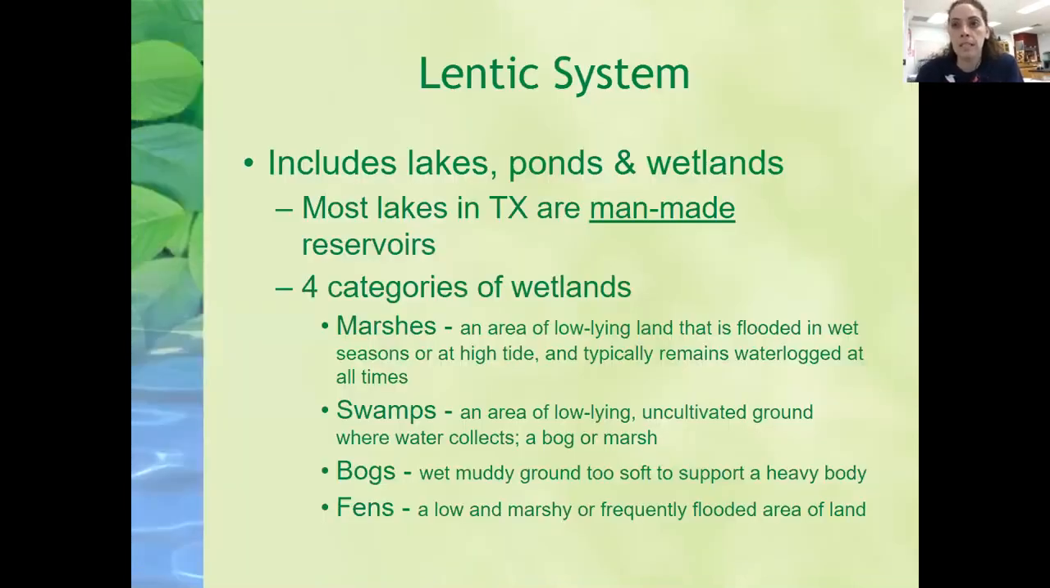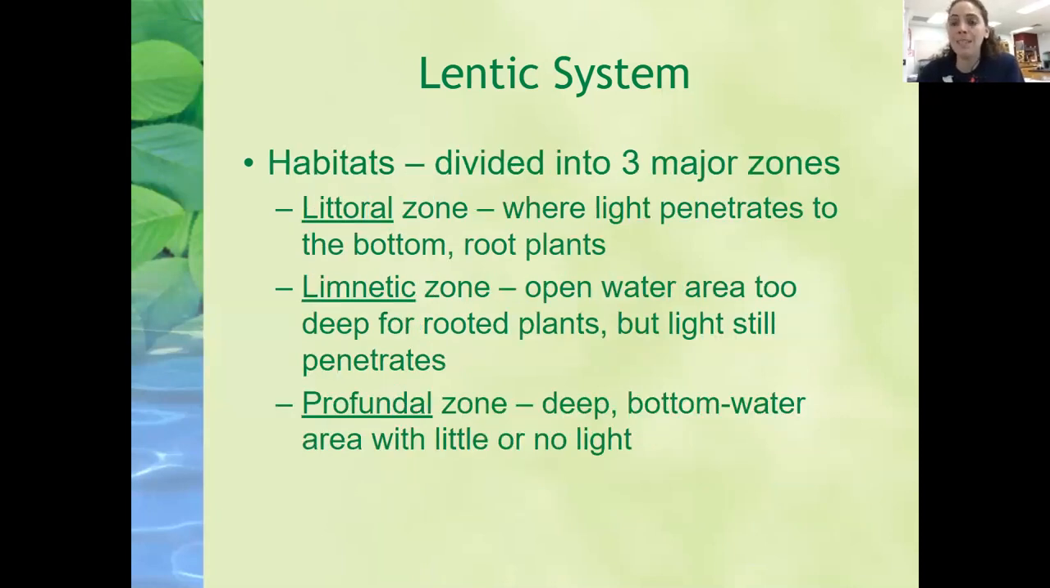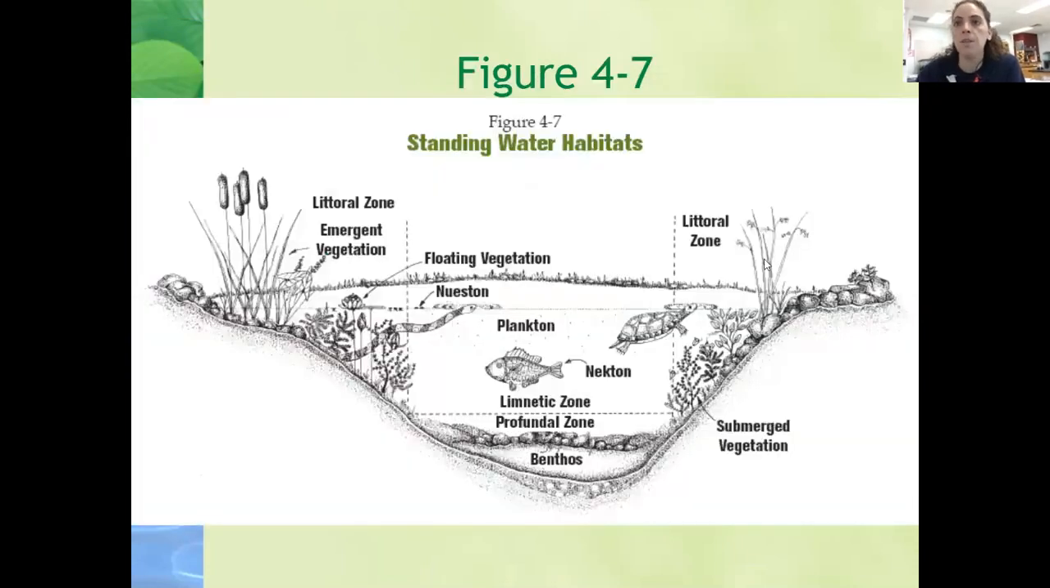On to our lentic systems, which include lakes, ponds, and wetlands. Today I want to focus on lakes. So in a lake habitat, it's going to be divided into three major zones: the littoral zone, the limnetic zone, and the profundal zone.